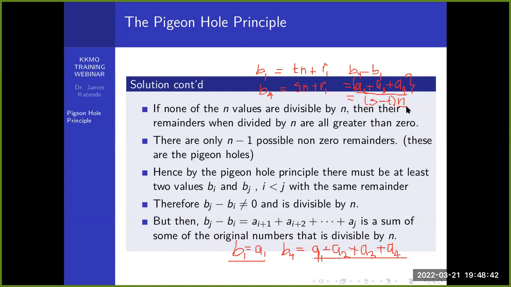Excuse me, Dr. James Katende. Yes. For us who came in a bit late, we are a bit lost on the Pigeonhole Principle and what it is about. I'm finding it very difficult to internalize the concepts, because I don't understand what the principle is supposed to help with or to solve.